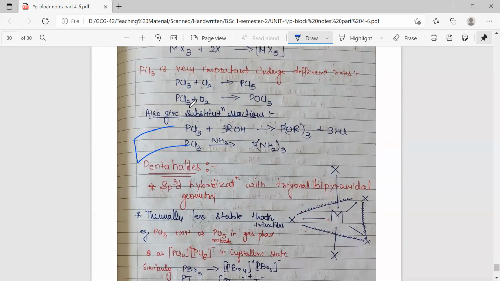So we have discussed all the hydrides, oxides, oxyacids, and the halides. So this is it for this group. In the next video, we'll be starting with group 16 elements and their properties and their important compounds.